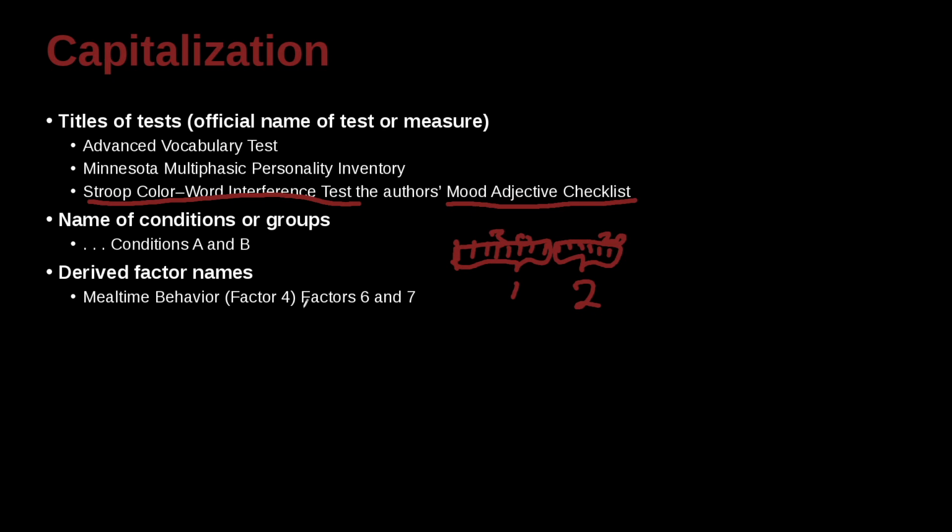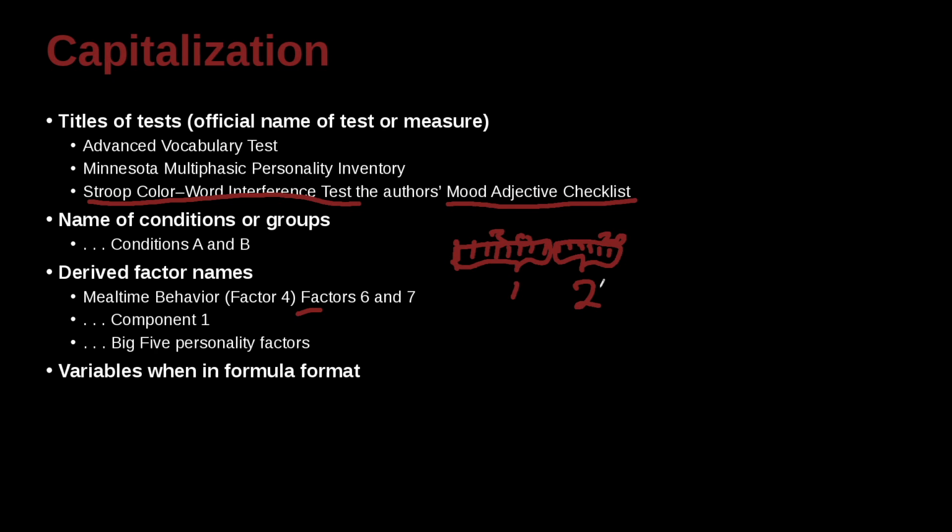Now, if we just call them factor, we can use the capital F. Or we may give them a name, such as mealtime behavior. So this may be called Mealtime Behavior, and this may be called Rest Behavior, in which case we would give it a capital R, rest, and a capital B, behavior. Component 1, Big 5 personality factors. These are common examples. Also, variables when in a formula format, such as this, Sex times Age times Weight.